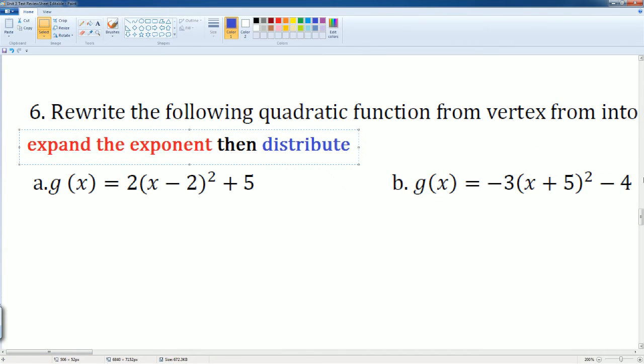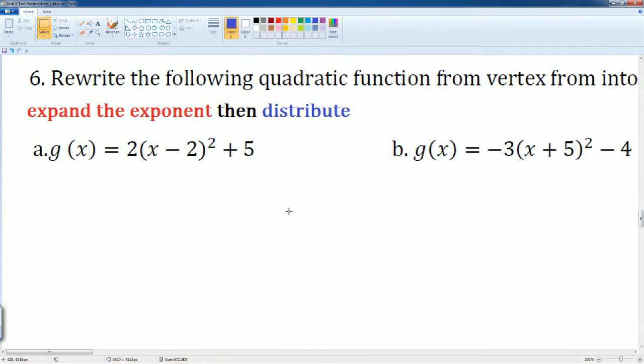So we first of all have to expand the exponent. This should be equal to 2, remains the same. The exponent now gets expanded, so it's x minus 2 times x minus 2, because it is squared, plus 5. Now we always want to get rid of the parentheses, the rule of PEMDAS. So I'm going to put a bracket around here just to stay organized. Now I'm going to FOIL the stuff that is on the inside.